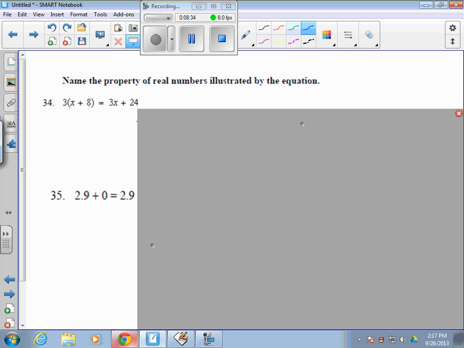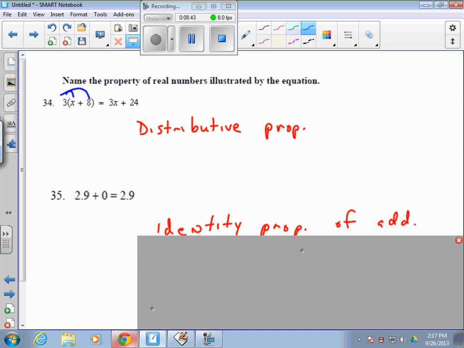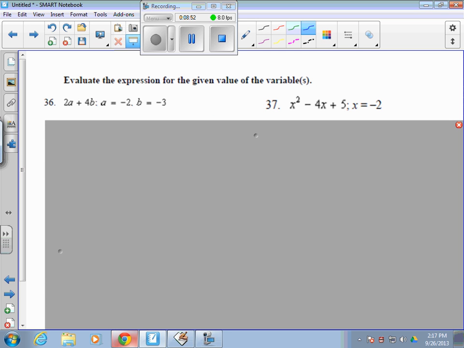34 says name the property. We have 3 times x plus 8, and you get 3x plus 24. That's the distributive property because it distributes to both things. 2.9 plus 0 equals 2.9. It stays the same from beginning to end. Its identity does not change. Identity property of addition.